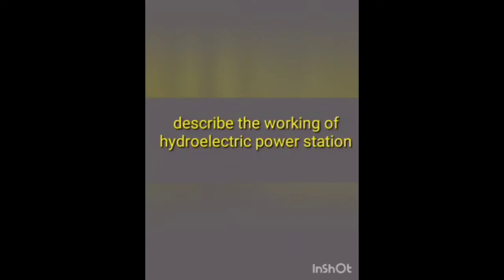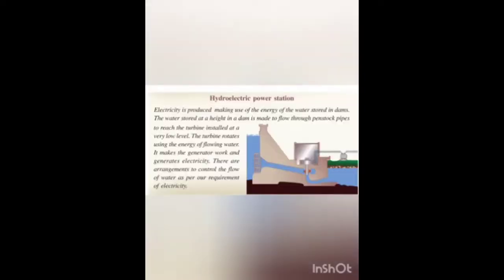Describe the working of hydroelectric power station. Electricity is produced making use of the energy of the water stored in dams. The water stored at a height in a dam is made to flow through penstock pipes to reach the turbine installed at a very low level. The turbine rotates using the energy of flowing water. It makes the generator work and generate electricity. There are arrangements to control the flow of water as per our requirement of electricity.